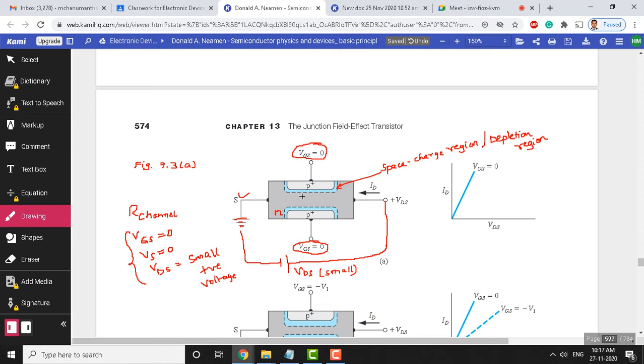You can observe here that there is a uniformity in the depletion region. So due to the gate source voltage being 0, the resistance within this channel remains almost constant. This N channel, N type semiconductor, offers some resistance throughout the channel, and this resistance I call R channel, that remains almost constant throughout the channel here. So since it is constant throughout the channel, what will happen now?